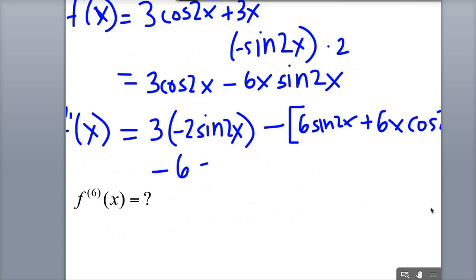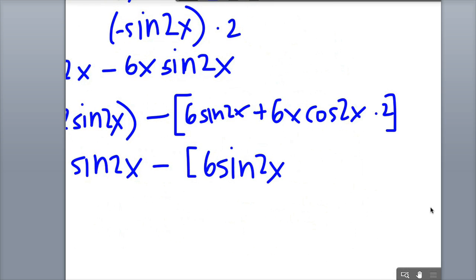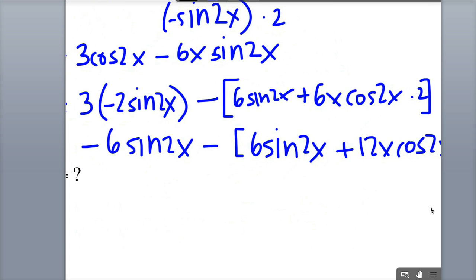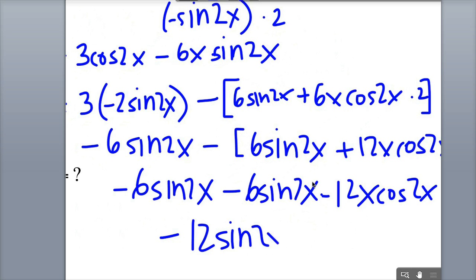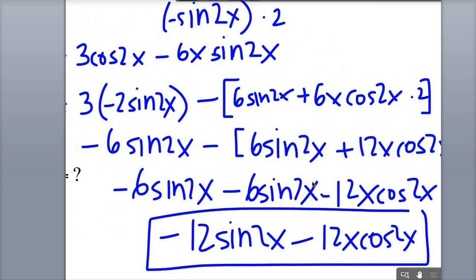I'm going to get a negative 6 sine 2x, that's the first term. On the inside of my brackets, I'm going to simplify to 6 sine 2x, and then plus 12x cosine 2x. Okay, and now I'm just going to simplify this all out. I have this minus sign, I'm going to distribute to the rest of them. Minus 6 sine 2x minus 6 sine 2x minus 12x cosine 2x. Now combining this all, I have a minus 6 sine 2x and another minus 6 sine 2x. So that gives me minus 12 sine 2x minus 12x cosine 2x. And that is the second derivative of the function.